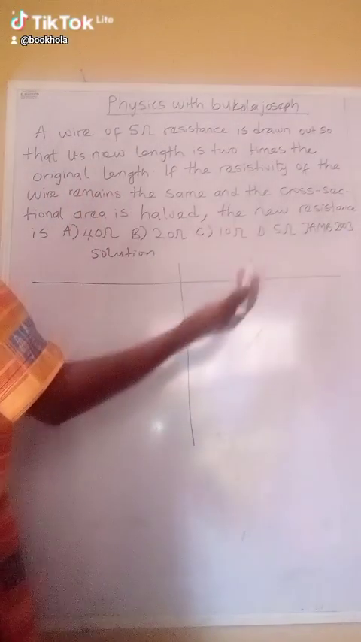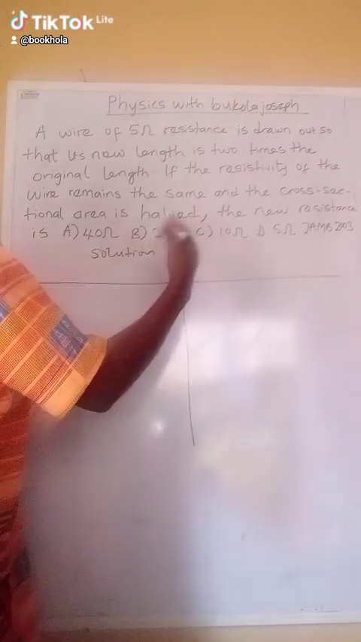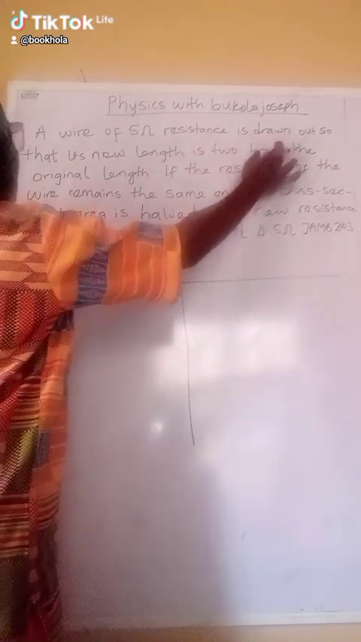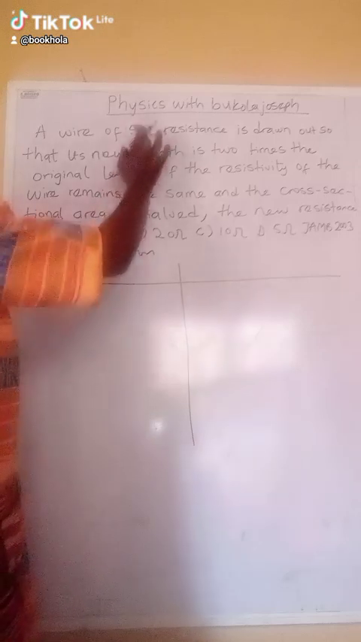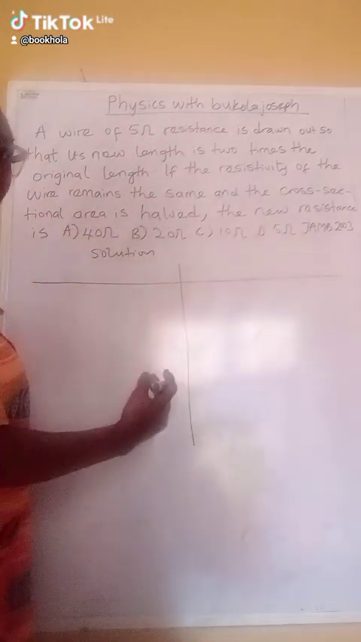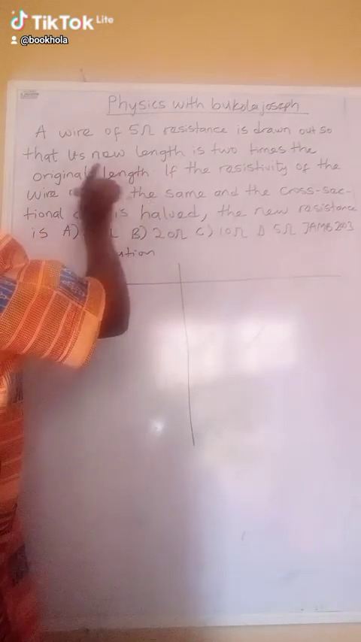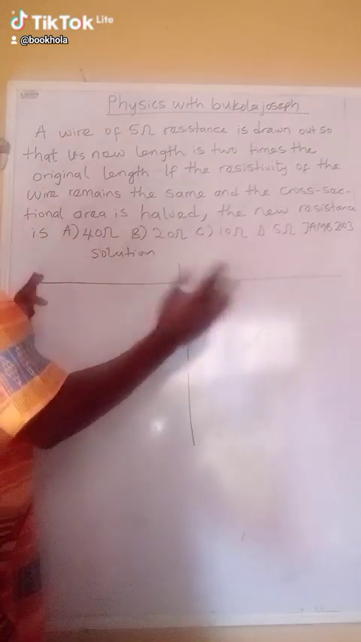A wire of 5 ohms resistance is drawn out so that its new length is 2 times the original. They didn't complete this sentence for resistance. They didn't tell us anything yet about the other resistance. So let's start with the length, that has both pieces of information.